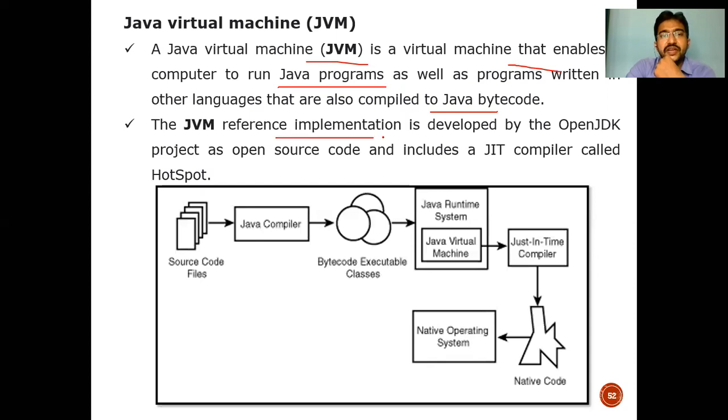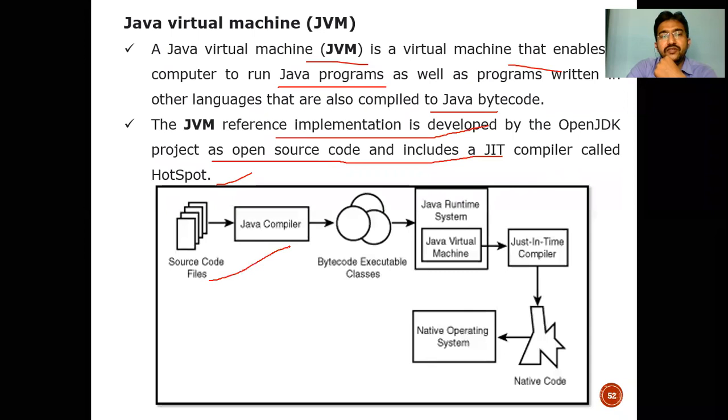The JVM reference implementation is developed by the OpenJDK project as open source code and includes the JIT, that is, the Java just-in-time compiler called HotSpot. This is shown in the figure. The source code is given as input to the compiler, which converts it into bytecode. Then in the Java runtime we have the JVM, which uses the just-in-time compiler to bring the code nearer to native code, converting it into native code suitable for running on the operating system.